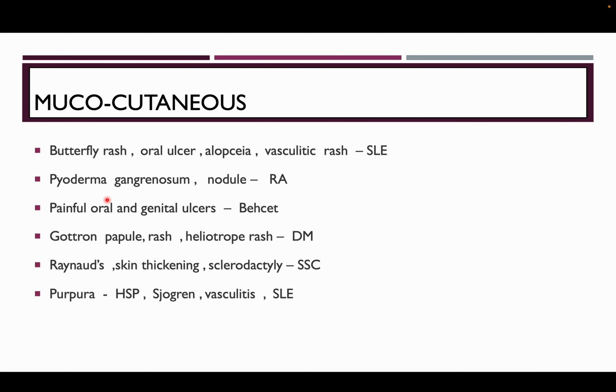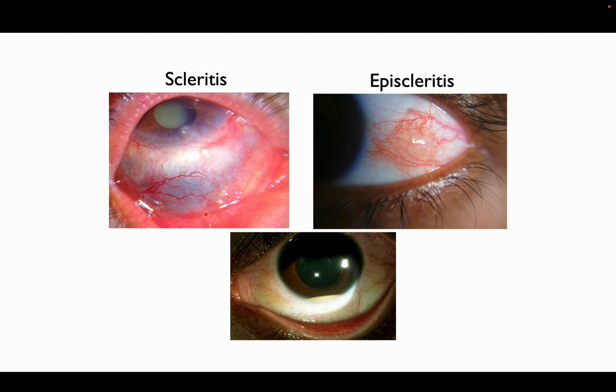So mucocutaneous butterfly rash, oral ulcers, alopecia are seen in SLE; pyoderma gangrenosum and rheumatoid nodules are seen in RA; oral and genital ulcers. These are the markers where you suspect something secondary to arthritis. Painful oral and genital ulcers suggest Behçet syndrome; heliotrope rash suggests dermatomyositis. I will discuss myositis when we get to it. Raynaud's phenomenon, skin thickening, sclerodactyly are seen in systemic sclerosis. Purpura, Henoch-Schönlein purpura, Sjogren's vasculitis. So these are all very rare, but all CTDs can have arthritis as a manifestation. As you can see in the history, based on the systemic manifestations, you can look for what kind of CTD it is. So this is scleritis.